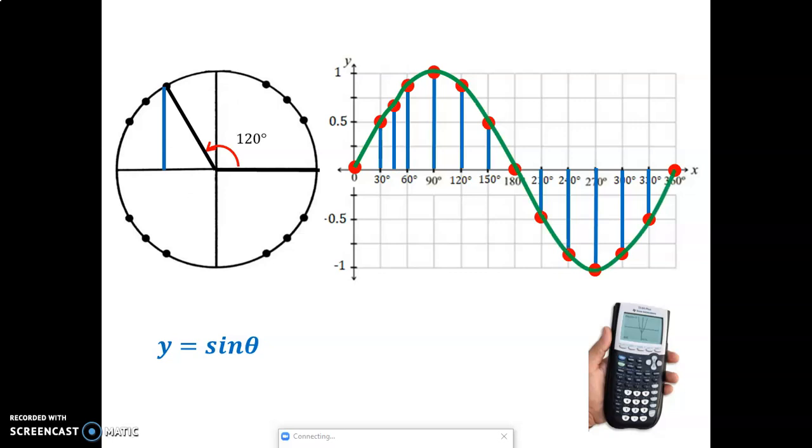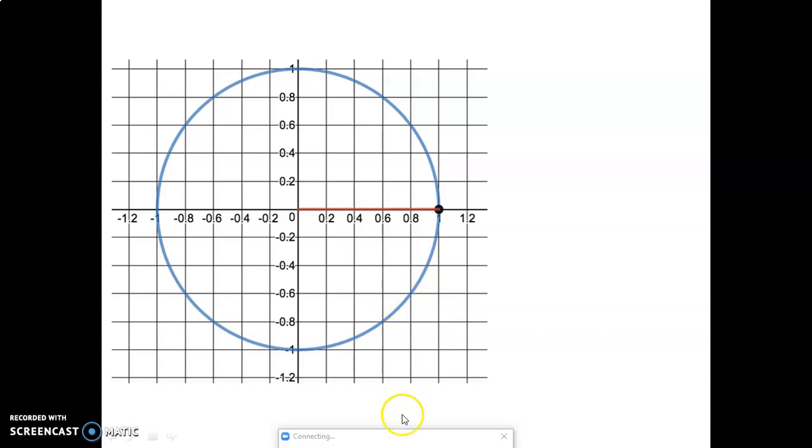There's our sine curve. It's one of the most important periodic functions, and in this lesson we're going to go a little bit further with it. So let's take a look.